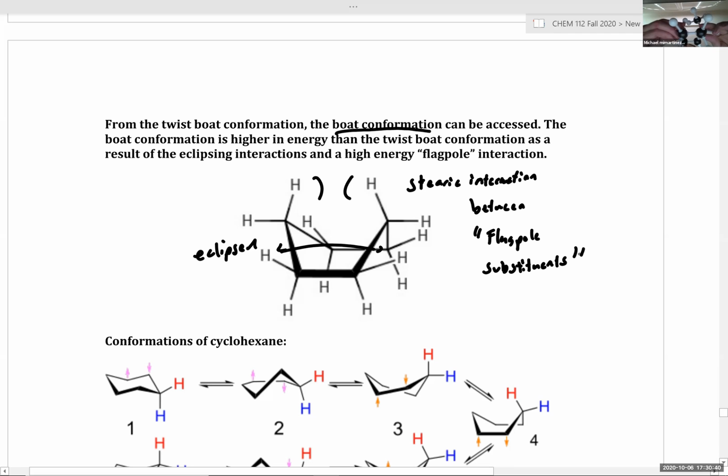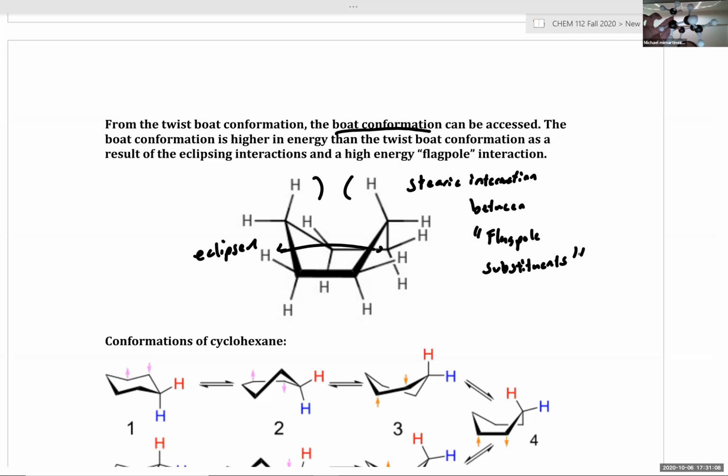Okay, so to show everyone the step-by-step for a ring flip, let's start out with our chair conformation and walk through each of the steps to go between chair conformations. So we're starting off with this initial chair conformation. Our methyl group is axial.